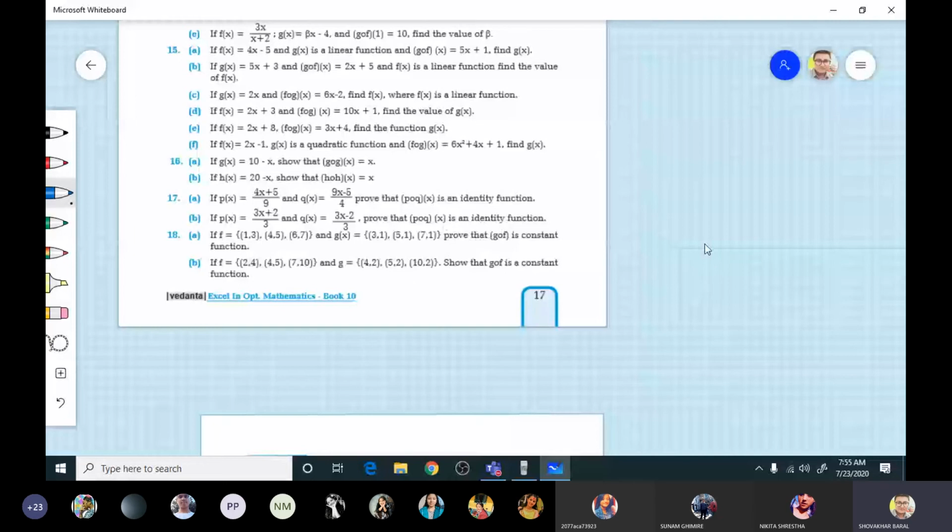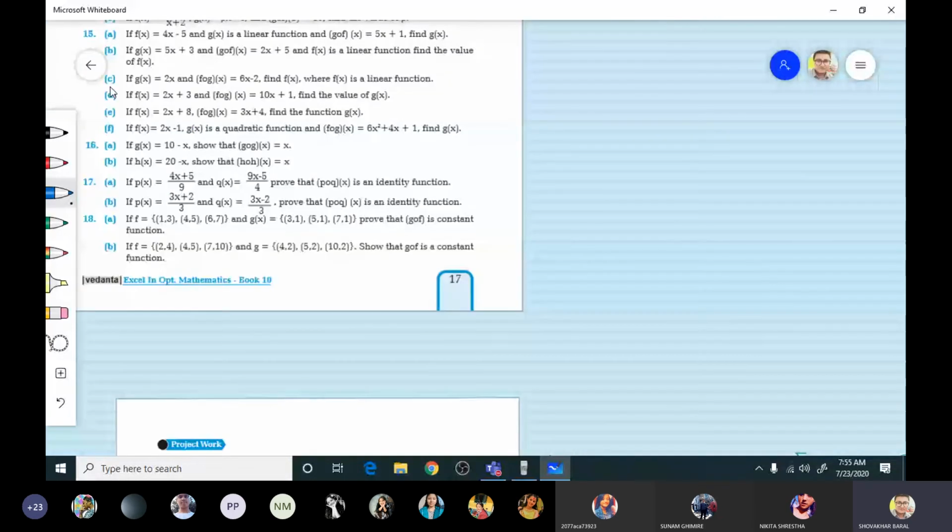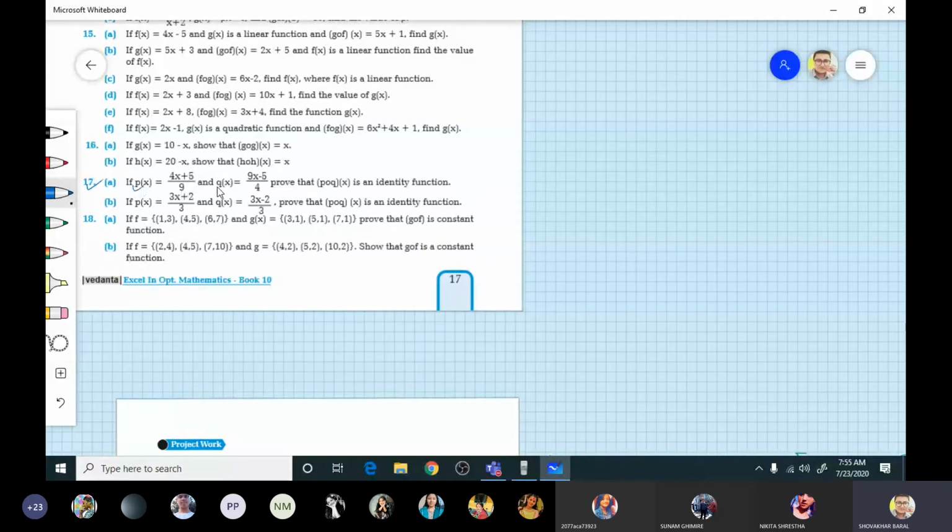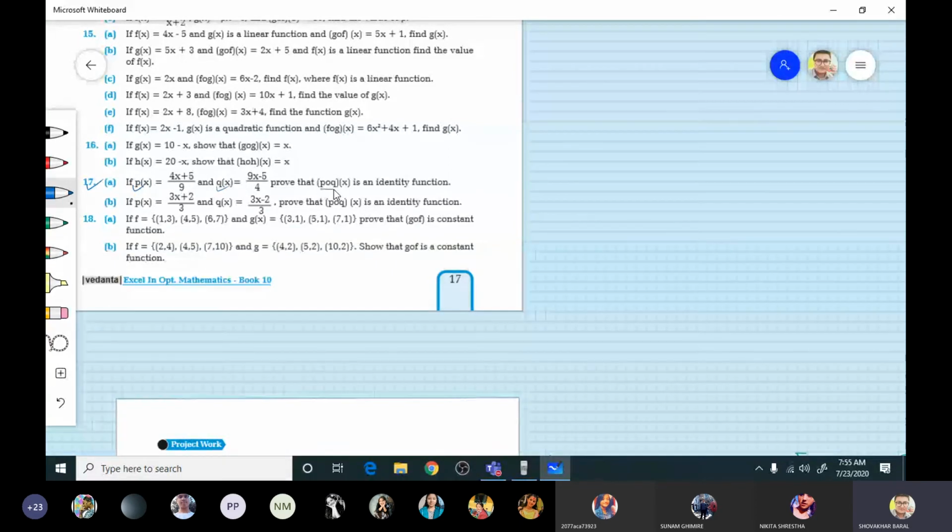So let's solve this 17a. Question number 17a. If p(x) is equal to (4x plus 5) upon 9 and q(x) is equal to (9x minus 5) upon 4, you were used to write f and g. Now these functions are p and q here. Sometimes you may find other letters also. These are two functions, and you are supposed to prove that p composite q of x is an identity function.